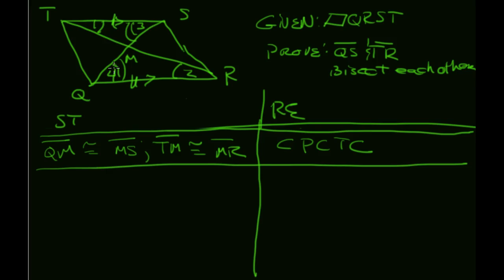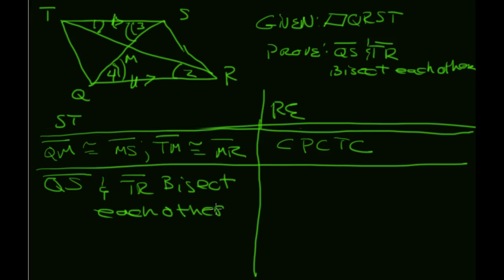which means that if this is equal to that, then TR bisects QS, and if this is equal to that, then QS bisects TR, so we can affirmatively say that QS and TR bisect each other, and that's because that's what a bisector is. It's something that cuts something else into two equal parts. So definition of a bisector.